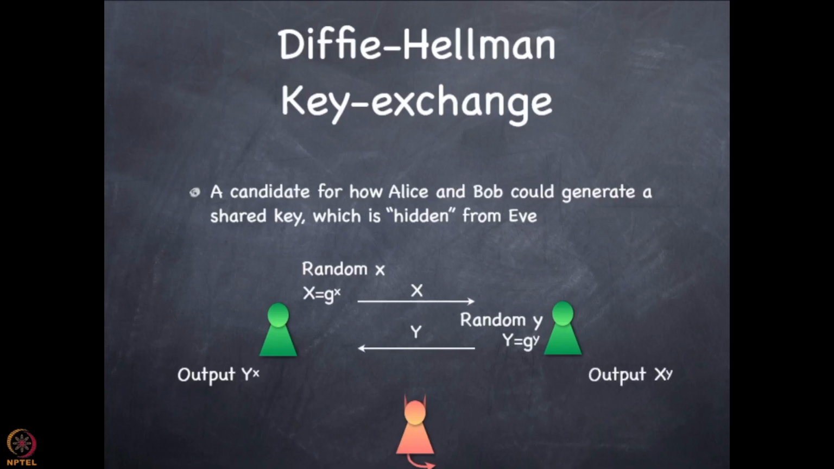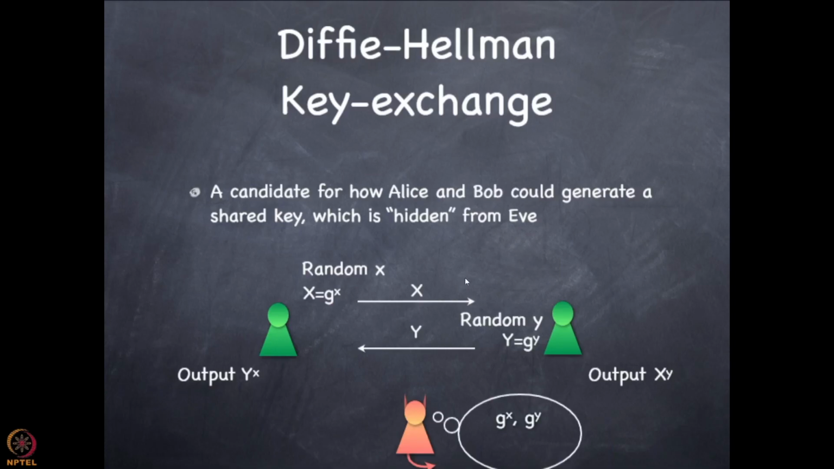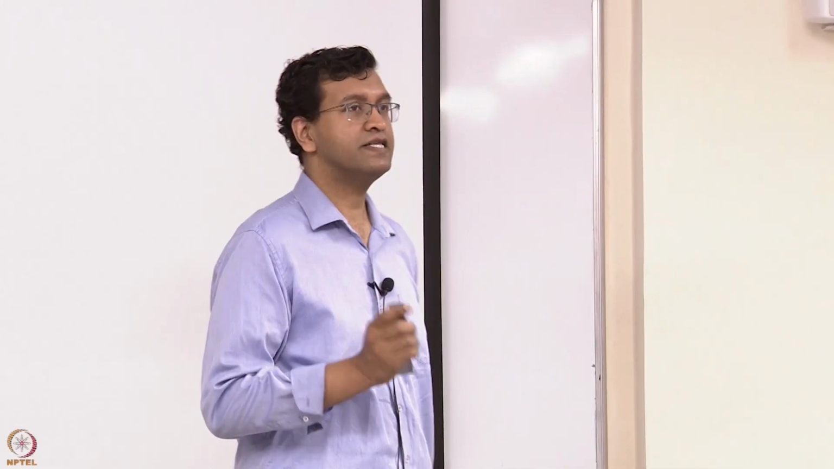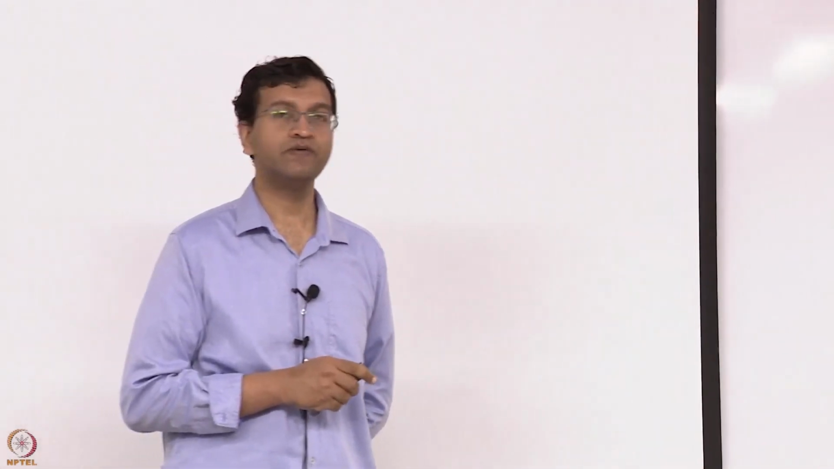And Bob can also compute g to the xy by taking g to the x and raising it to the little y that he has. So both parties can compute g to the xy. So now they have something that's shared. What does the eavesdropper see? She sees g to the x and g to the y. And hopefully she'll have no idea what g to the xy is. g to the xy should be pseudo-random given g to the x and g to the y. If that's the case, then this would work. So that's basically the idea of Diffie-Hellman key exchange.